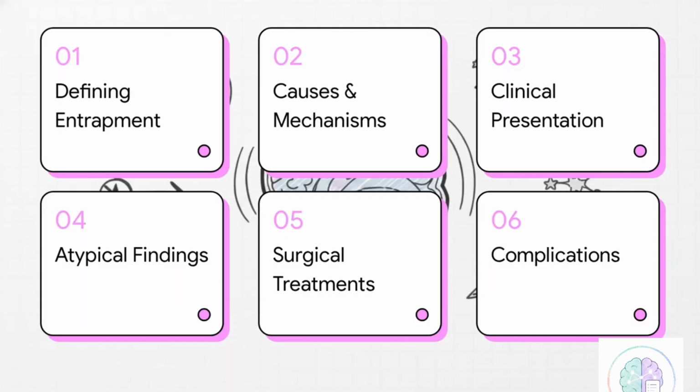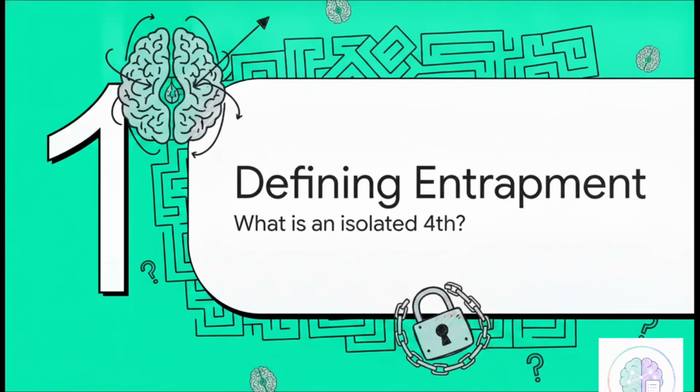We'll be moving through 6 key sections today: defining entrapment, causes and mechanisms, clinical presentation and symptoms, specific atypical findings, surgical treatment options, and finally, potential surgical complications. Section 1. Defining the entrapped ventricle.